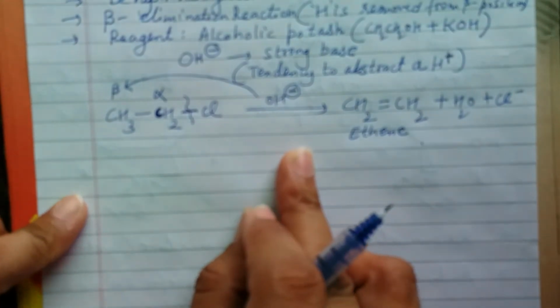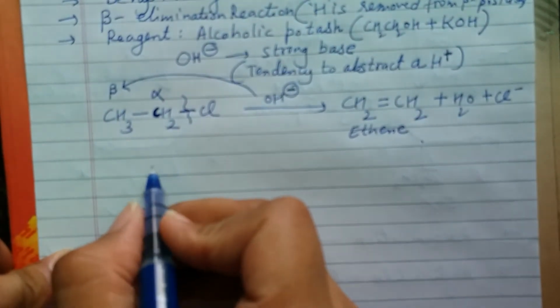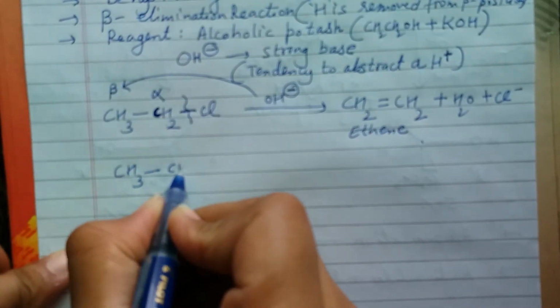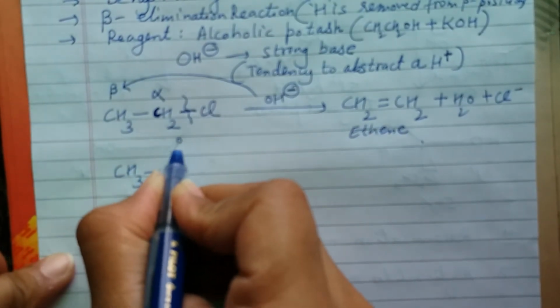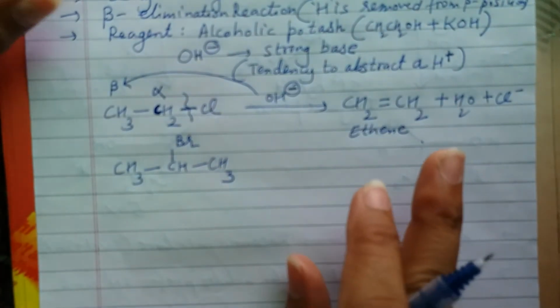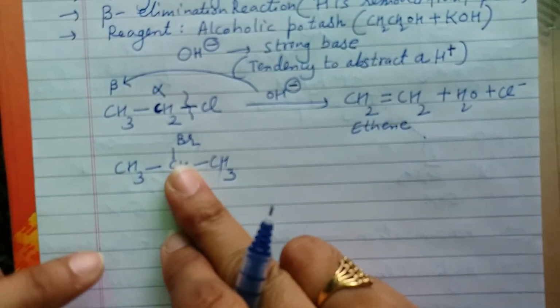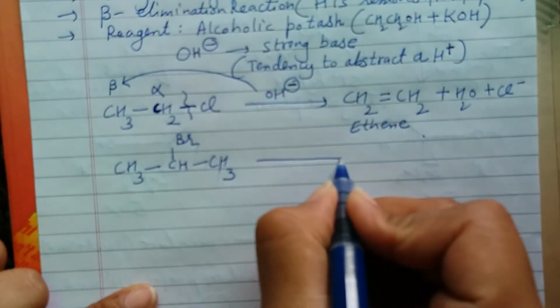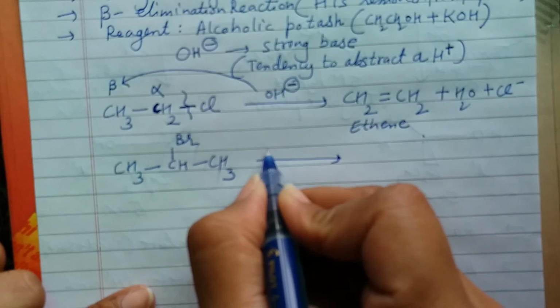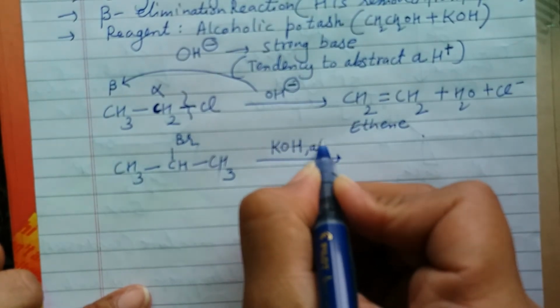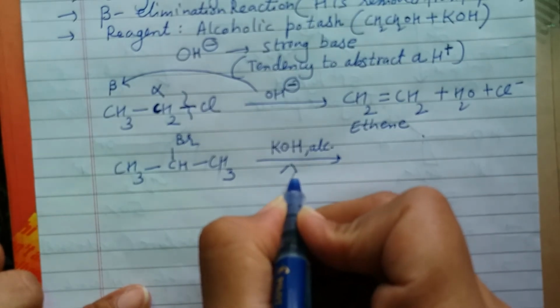Let's take one more example and understand the same. Let's say I have taken an alkyl halide like this, CH3CHBrCH3. Which alkyl halide is this? This is 2-bromopropane. And now 2-bromopropane is made to react with, let's say, alcoholic potash and then heated.